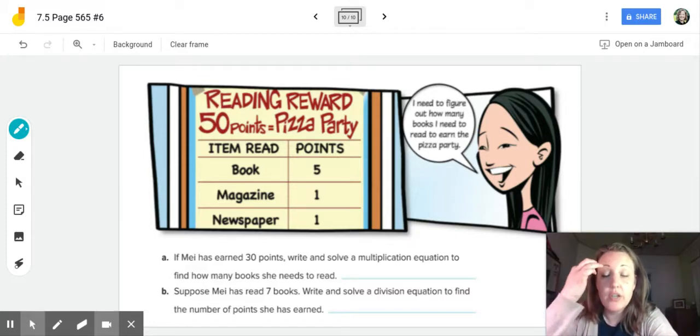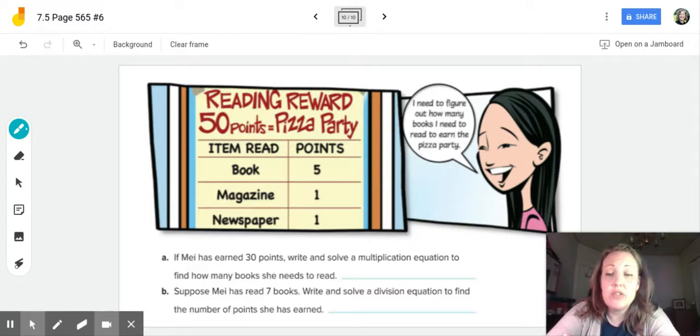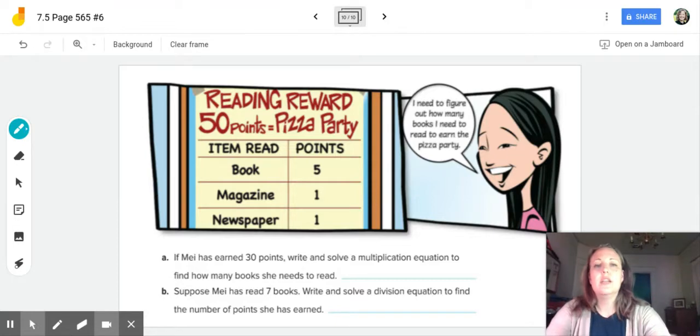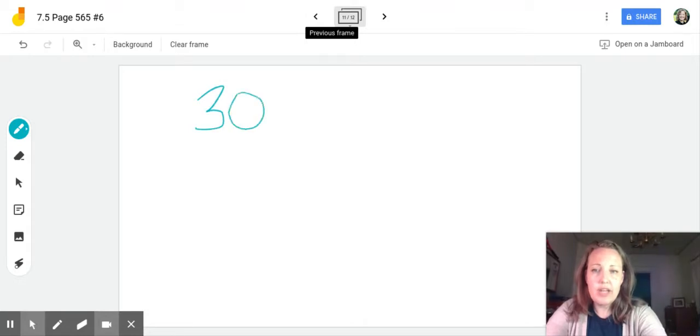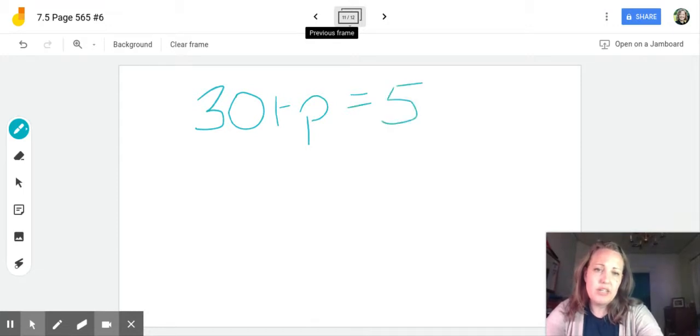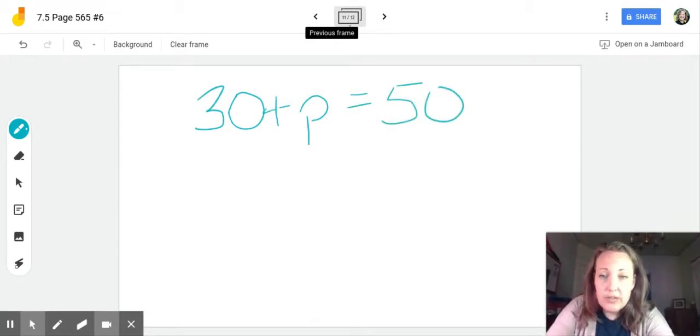points. So it says in the first question, if May has earned 30 points, write and solve a multiplication equation to find out how many books she needs to read. So we're dealing with books and points. Okay. So I'm going to rewrite this here as saying these 30 points that May has already read plus some amount of points is going to be equal to 50, right? Okay, that's not what you're required to write. That's an addition equation. But I can see what P has to be equal to. Can you see that? She needs 20 more points, right?